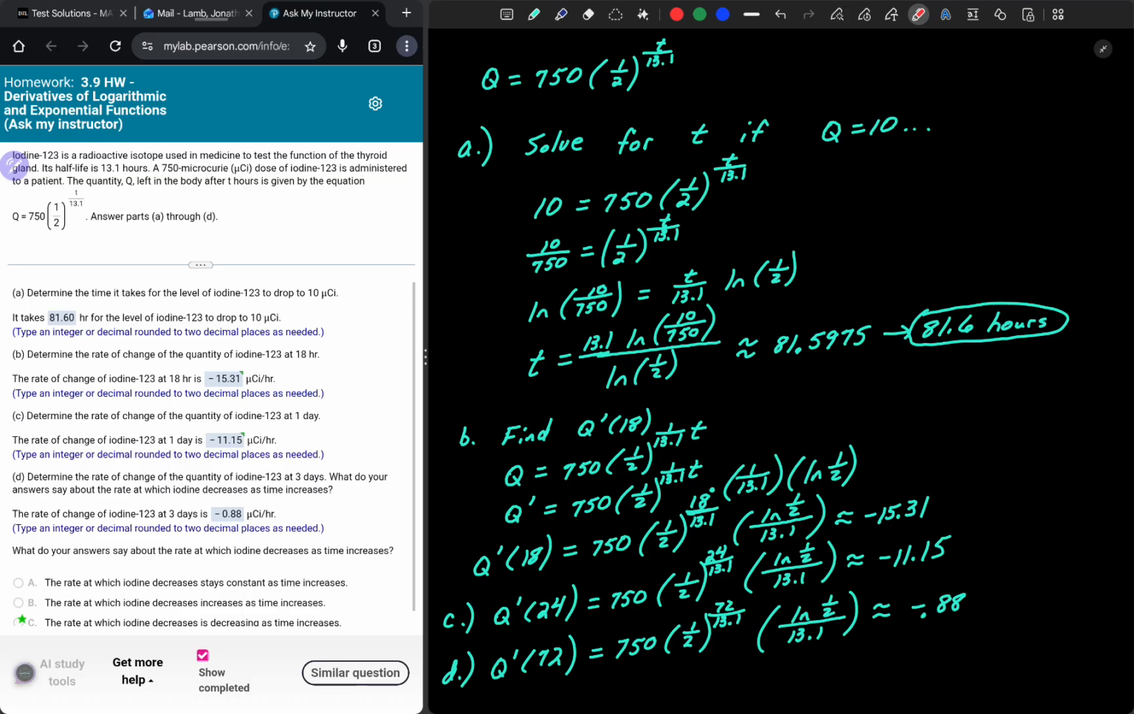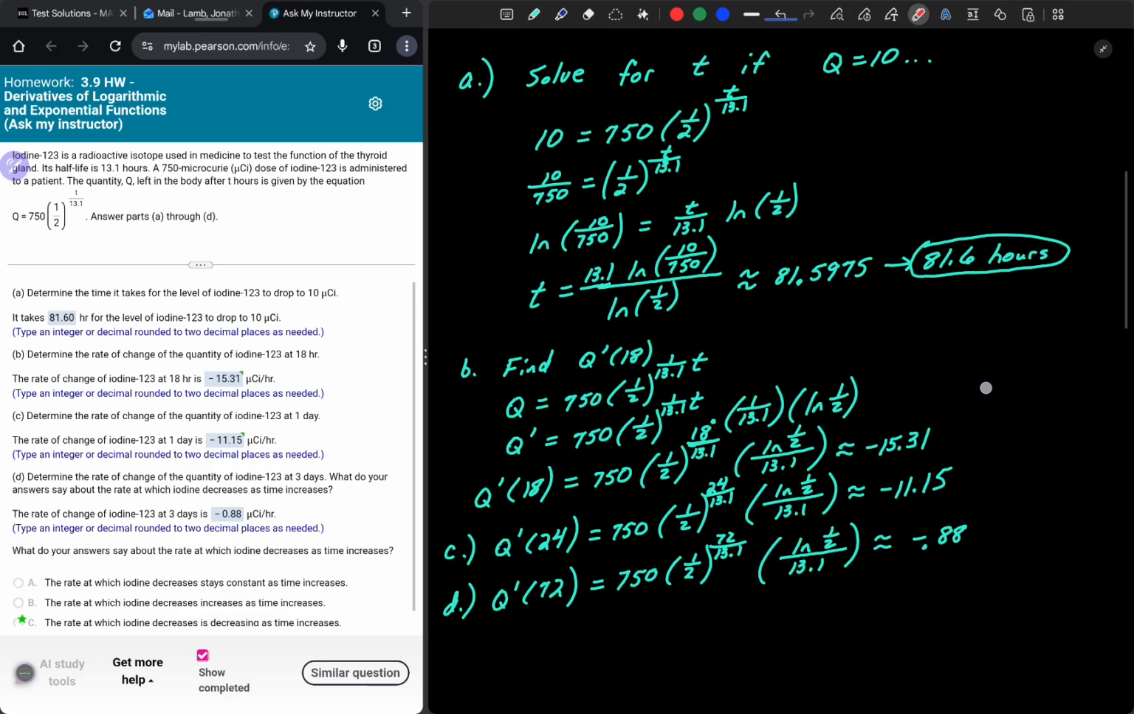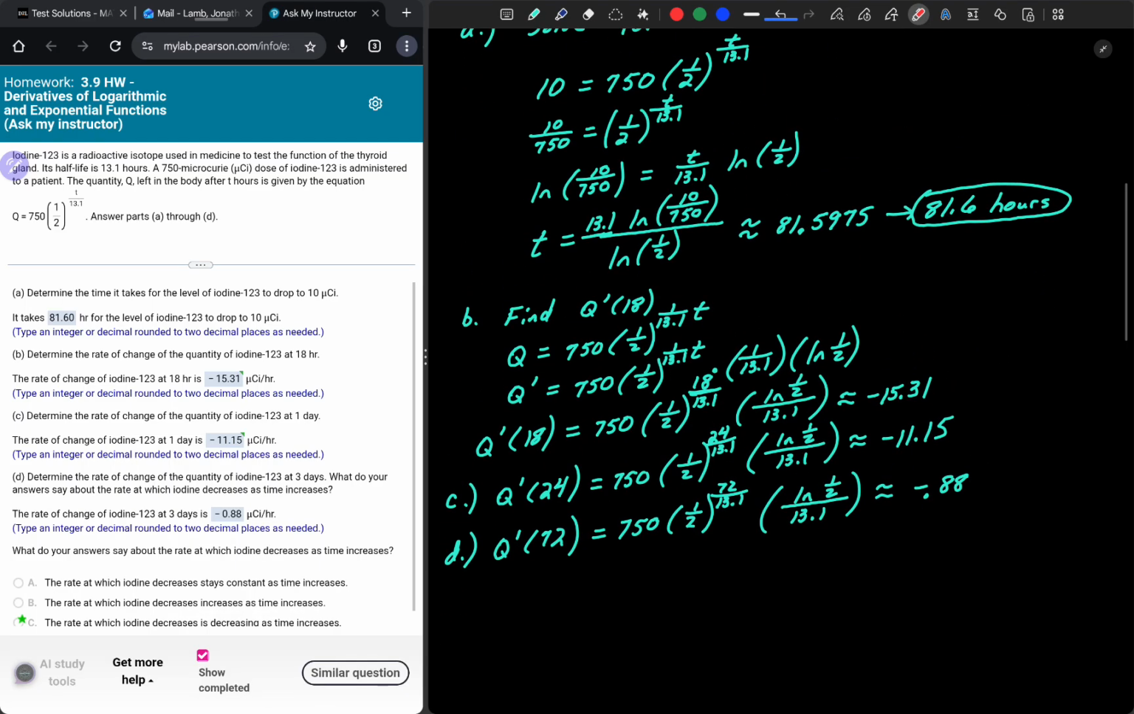So now, parts B, C, and D are all extremely similar. They ask us how much the rate of change of the iodine is in the bloodstream. In B, it's 18 hours. In C, it's 24 hours. And then D, 3 days, 72 hours. So all I need to do is take the derivative and then evaluate it at all these different places. So the directions for B might as well say find Q prime evaluated at 18.